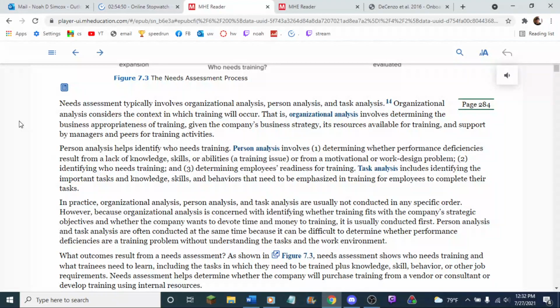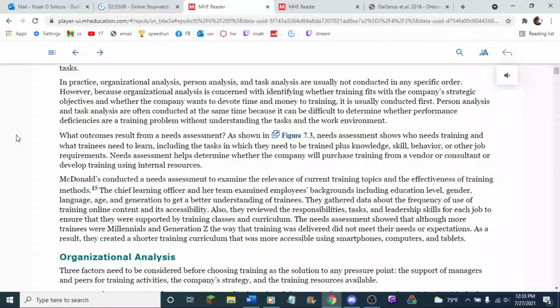Identifying who needs training. In determining employees' readiness for training, task analysis includes identifying the important tasks and knowledge, skills, and behaviors needed to be emphasized in training for employees to complete their tasks in practice.